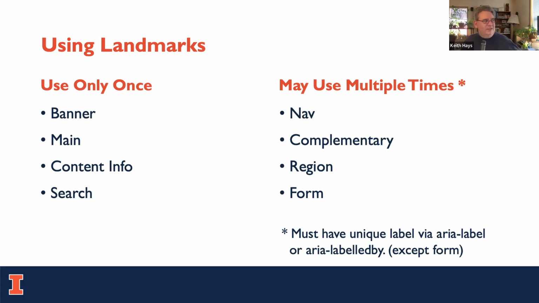There's only one banner, main, content info, and search, and I'll show you what that looks like in a web page. Others can be used multiple times. If you misuse the main or the banner or the search and use them multiple times, it creates confusion. And so a screen reader user is going to have difficulties making sense of the information. For the ones that can be used multiple times, you have to label them. You want to tell them so that people know the difference between navigation regions.